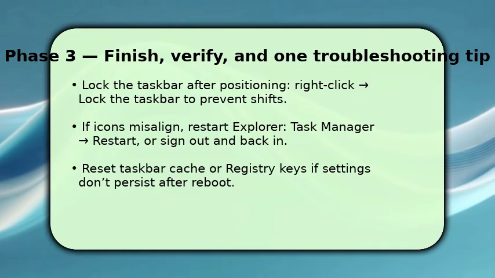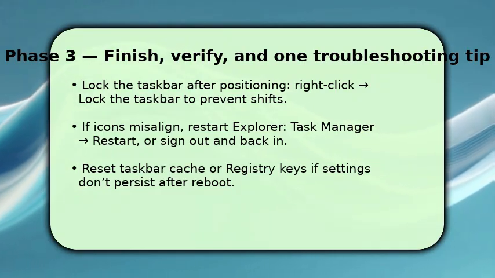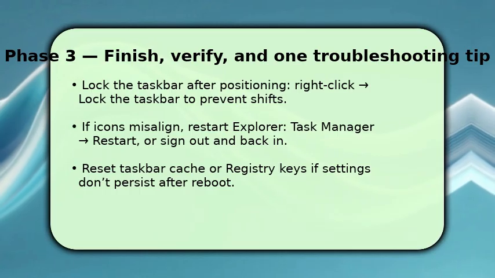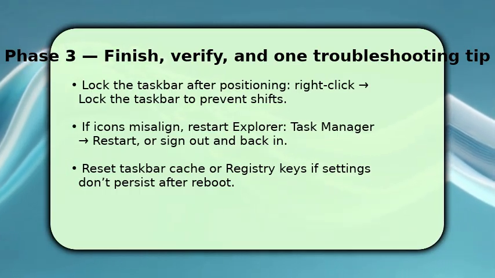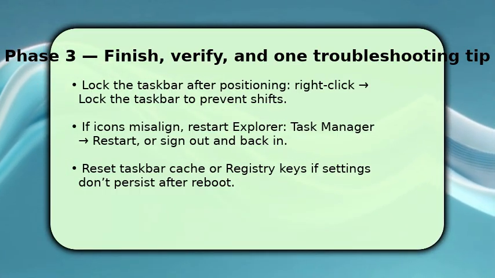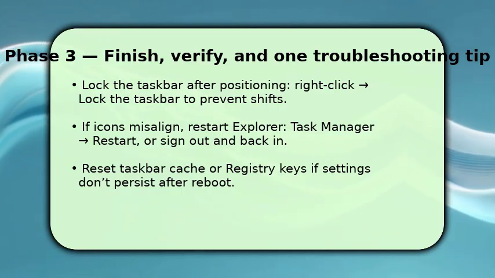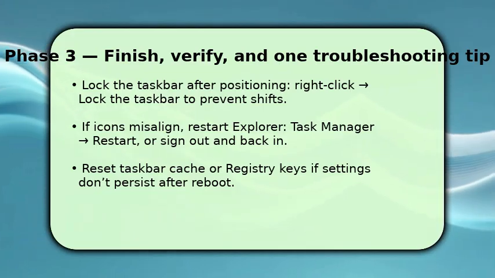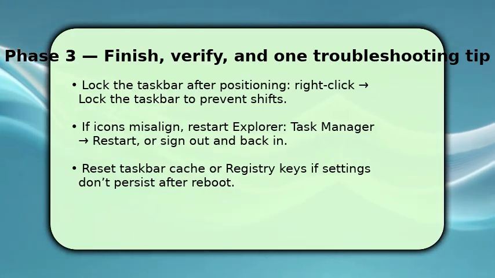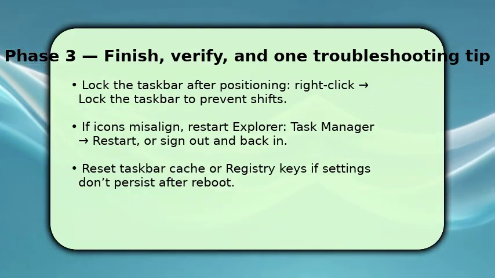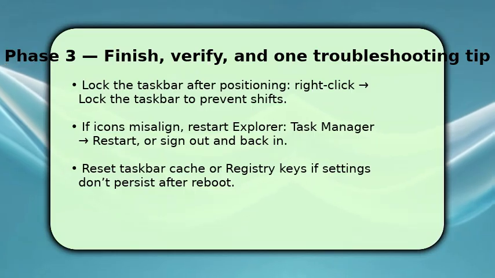Once done, check icon alignment and app behavior. Make sure to restart Explorer from Task Manager if items look wrong. If the position does not persist after reboot, reset the taskbar cache or restore the modified registry keys from your backup. One key troubleshooting tip: if things go wrong, restart Windows Explorer first. This often resolves display glitches without deeper fixes.